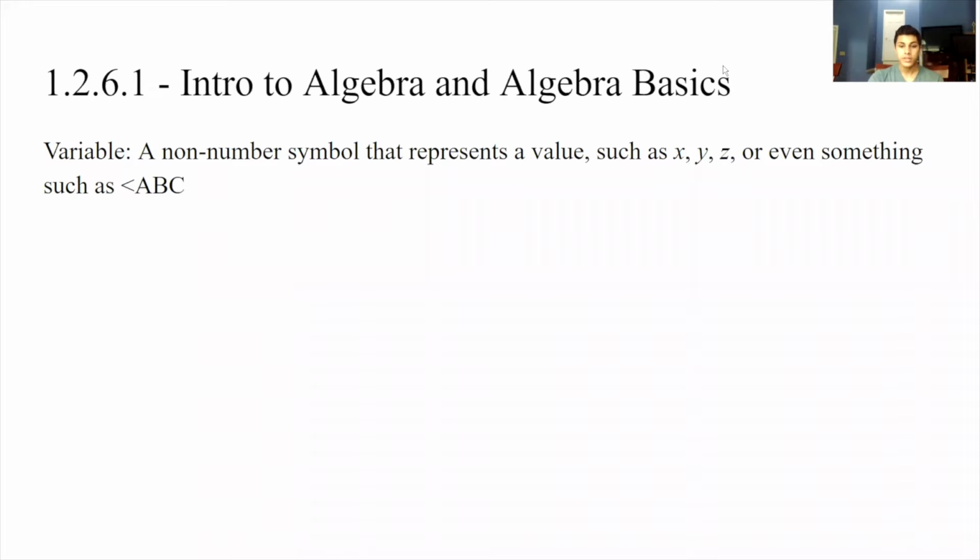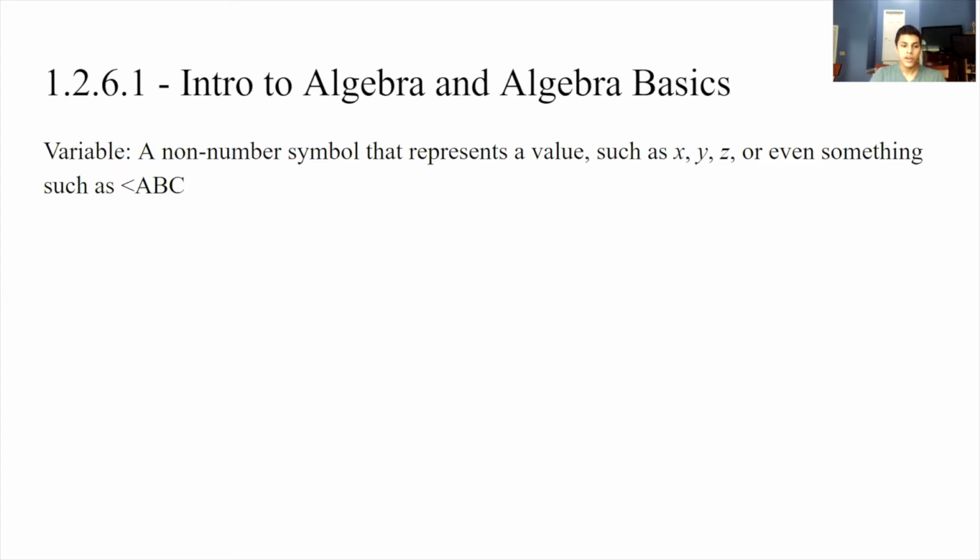So the final and hardest section of geometry are the algebra-based geometry questions. And in order to solve those questions, you need to know a little bit about algebra. So before we dive into those questions, I'm going to be going over some algebra basics, which will also help you when we get to the algebra section of IMLEM. So the first thing is a variable.